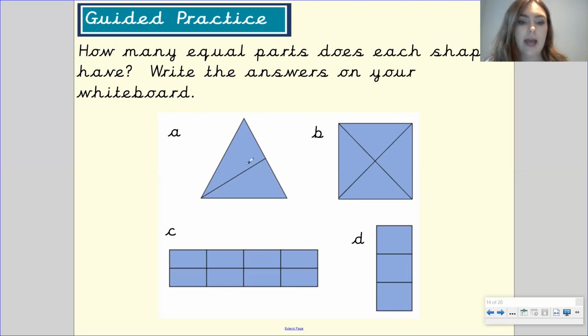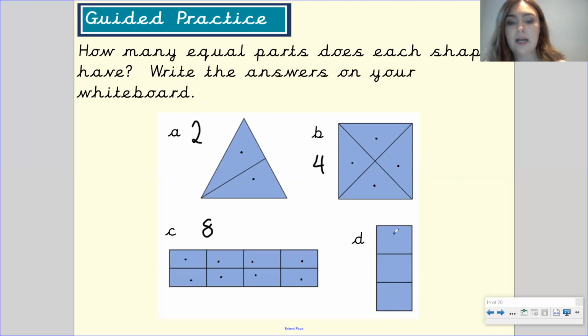Okay, so let's have a look at A. So A, we can see, has been split into 1, 2 equal parts. So you should have written 2 for A. B has been split into 1, 2, 3, 4 equal parts. So you should have written 4 for B. C has been split into 1, 2, 3, 4, 5, 6, 7, 8 equal parts. So you should have written 8. And D has been split into 1, 2, 3 equal parts. So you should have written 3.